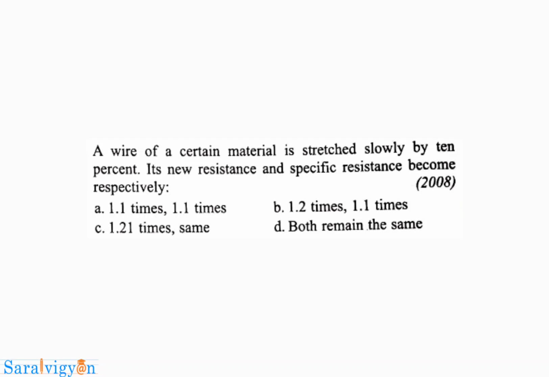A wire of a certain material is stretched slowly by 10%. Its new resistance and specific resistance become, respectively: A, 1.1 times, 1.1 times; B, 1.2 times, 1.1 times; C, 1.21 times, same; and D, both remain the same.